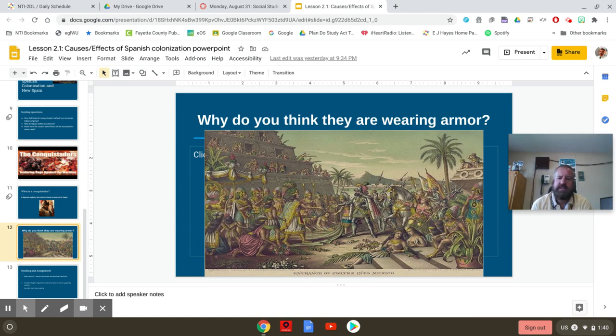So he sends them gifts of gold, hoping that maybe they would go away. And of course, this is what they're looking for. They're looking for gold. They're looking for riches. They're looking for silver and jewels. So that, of course, drives them closer and closer to the Aztec city, which is in present-day Mexico City. And they arrive. Montezuma greets them with open arms.